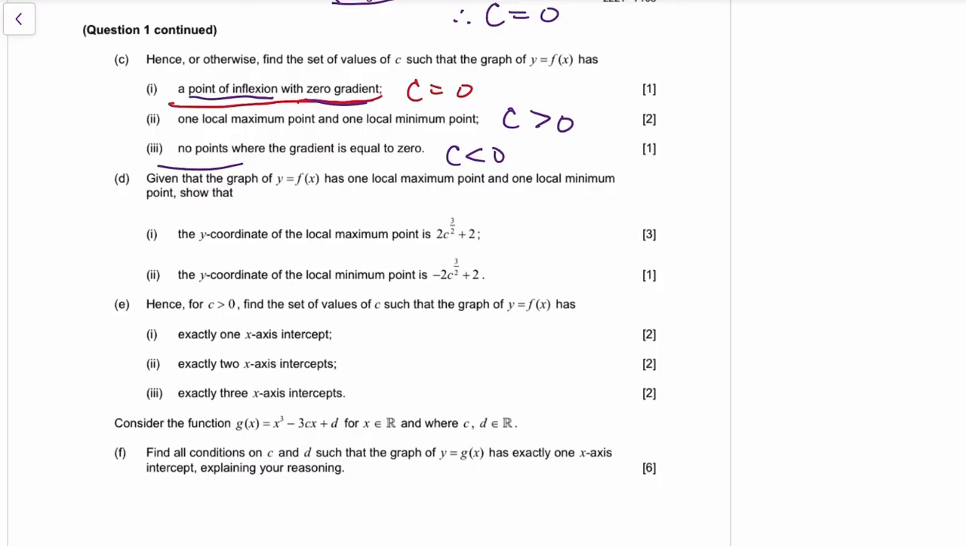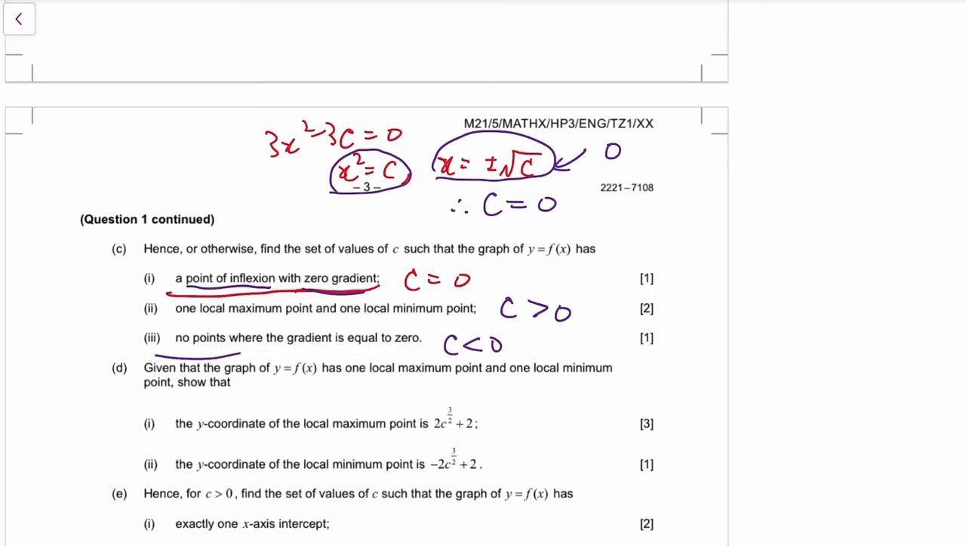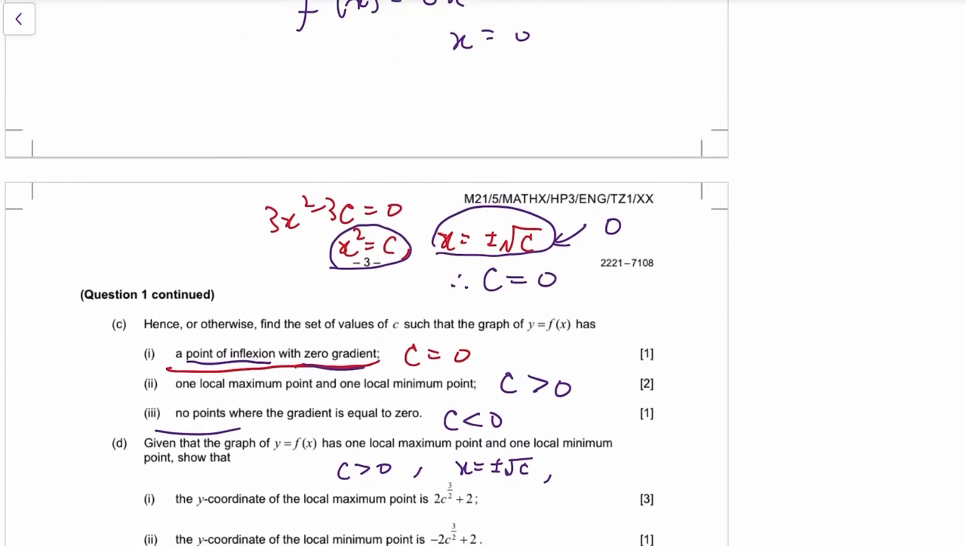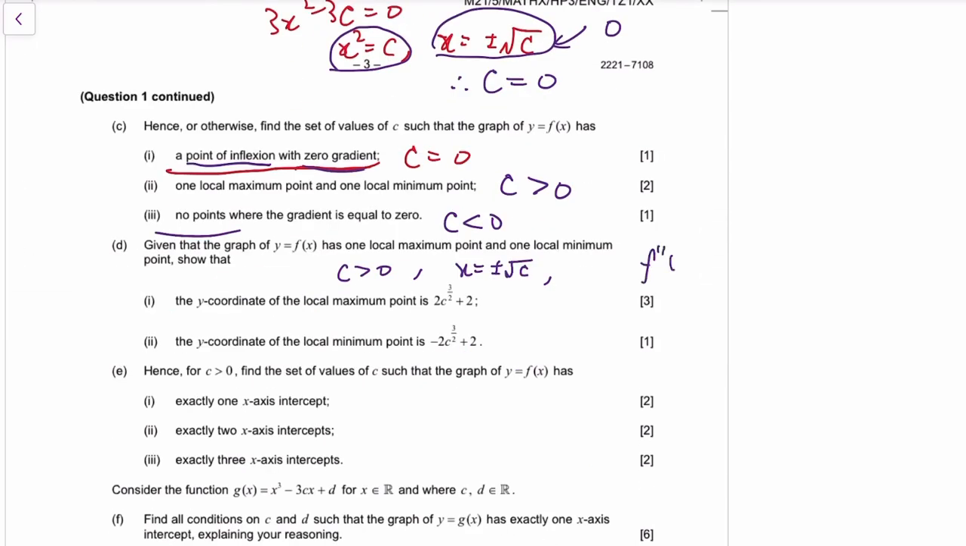So now, given that y = f(x) has one maximum and one minimum, show that the y coordinate of the local maximum is as given. Okay, so that's when c is bigger than 0. And recall that if c is bigger than 0, the maximum and minimum are at x positive and negative root c. The second derivative is 6x. So if you plug in a positive number, the second derivative would simply be positive, and so that would give you a minimum. So a maximum has to be when x is negative root c, where c is bigger than 0.